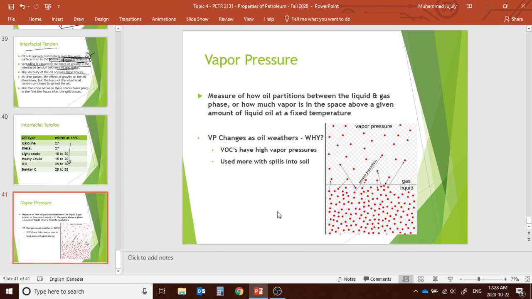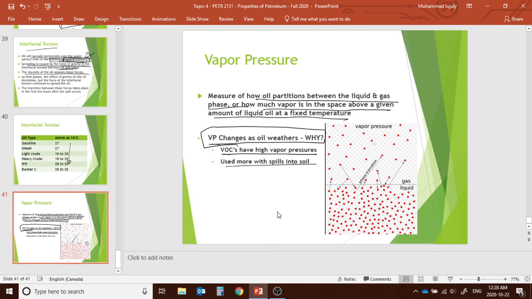Vapor pressure. Finally, what is vapor pressure? Vapor pressure measures how oil partitions between the liquid and gas phase, or how much vapor is in the space above a given amount of liquid oil at a fixed temperature. So the vapor pressure changes the oil weathering. It affects the weathering. VOCs, the volatile organic compounds, usually have higher vapor pressure, and are used more with spills into the soil.